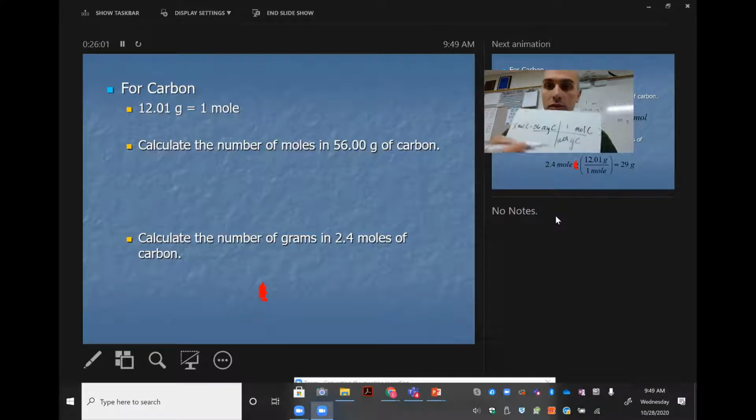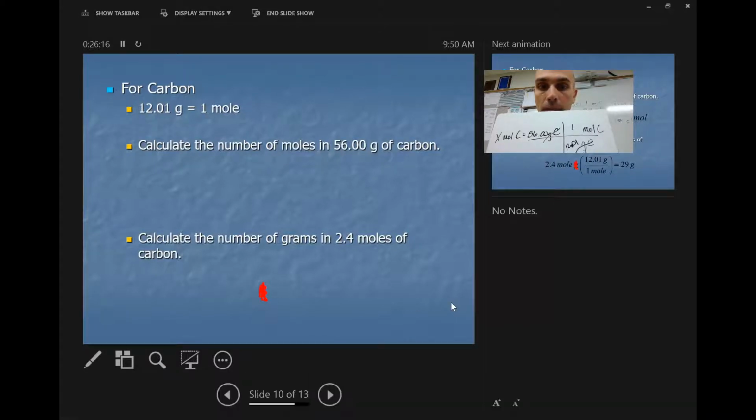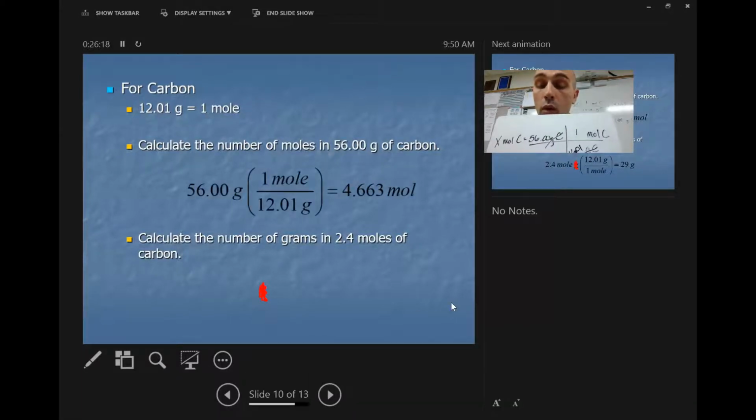12.01, there's supposed to be a point right there. Apologize. 12.01 grams of carbon is equal to 1 mole. Notice the grams of carbon cancel, and we're left with just moles. And then if we multiply all of that out, we get 4.663 moles. Remember that we have 4 sig figs to start with, 56.00. So we're going to get 4 sig figs to end with.